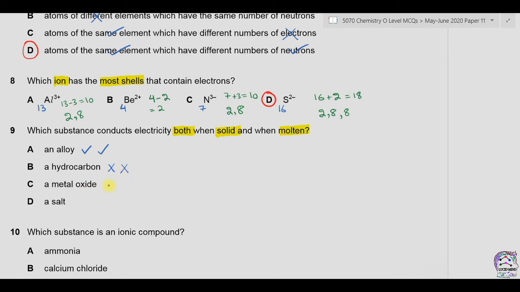C is a metal oxide. Metal oxide is also a bad conductor because in metal oxide ionic bond is present and metal has lost its electrons to the oxygen atom. So therefore this is also incorrect. D is a salt. A salt is made up of positive and negative ions. So therefore salt is bad conductor in solid state, but it is a good conductor in molten form. So therefore option A is correct.